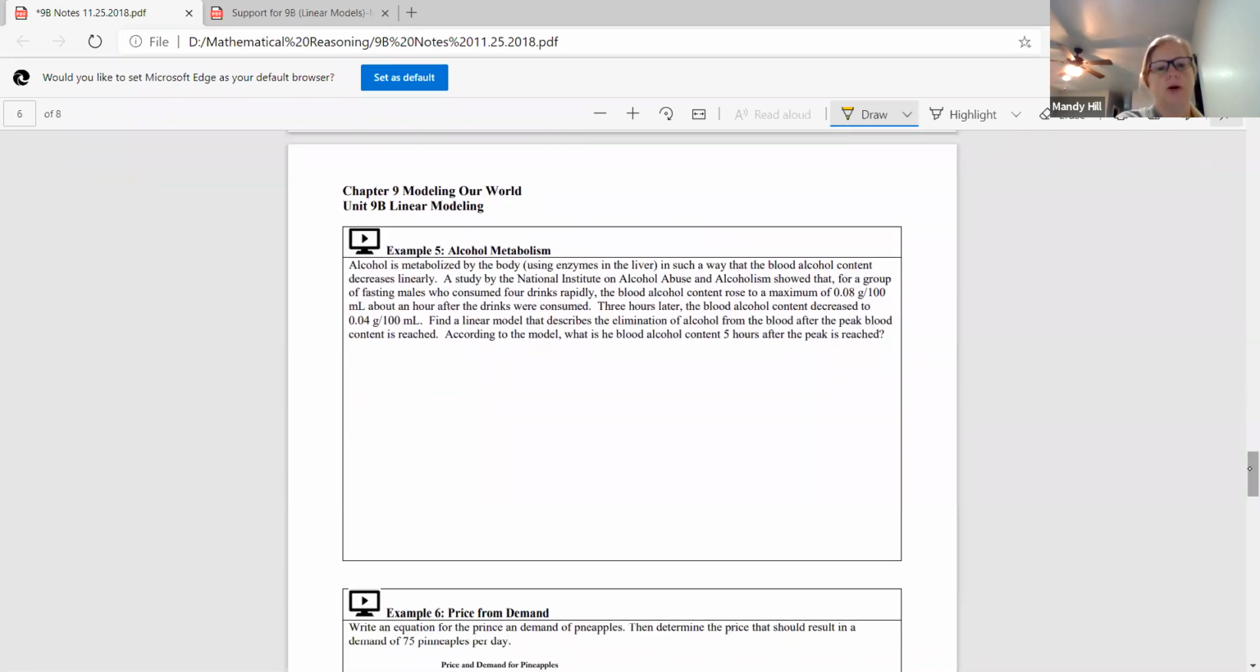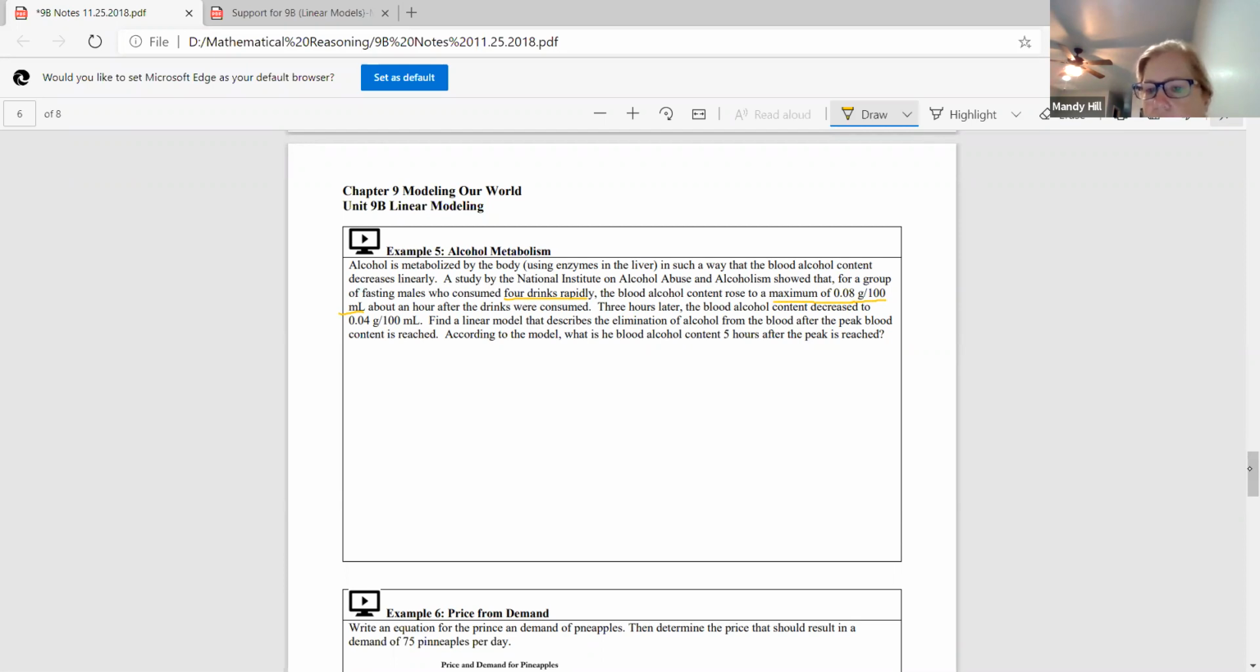Alcohol is metabolized by the body using enzymes in the liver in such a way that the blood alcohol content decreases linearly. A study by the National Institute on Alcohol Abuse and Alcoholism showed that for a group of fasting males who consumed 4 drinks rapidly, the blood alcohol content rose to a maximum of 0.08 grams per 100 milliliters, about an hour after the drinks were consumed.